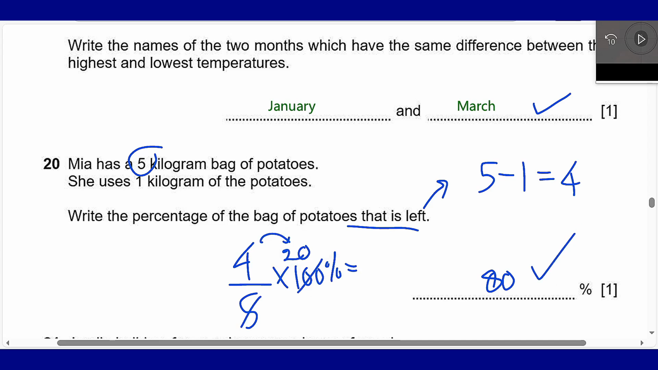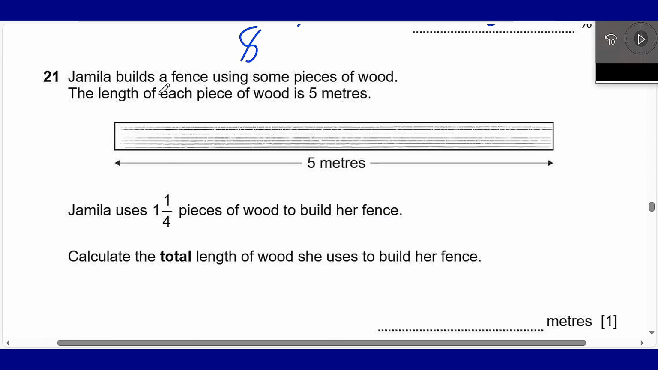Alright, let's move on. So now guys, Jamila is building a fence using some pieces of wood. The length of each piece of wood is 5 meters. Jamila uses 1/4 pieces of wood to build her fence. Calculate the total length of wood she uses to build her fence.